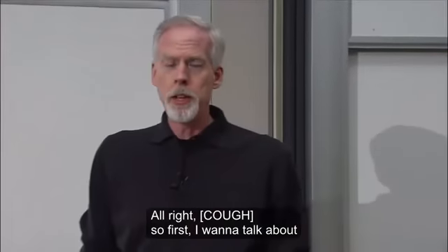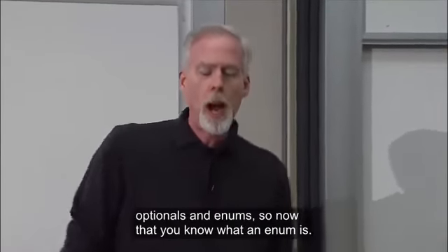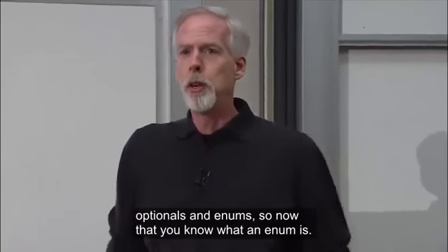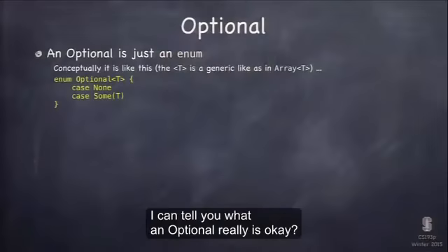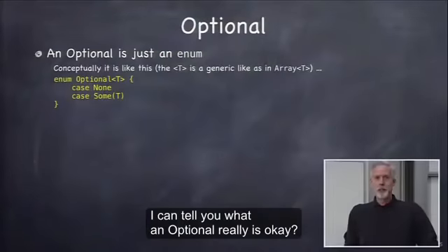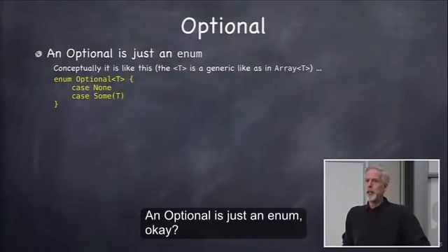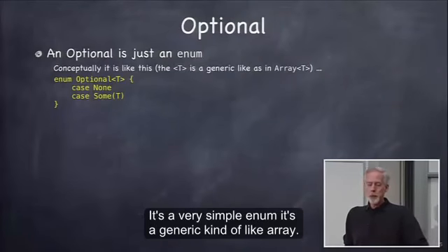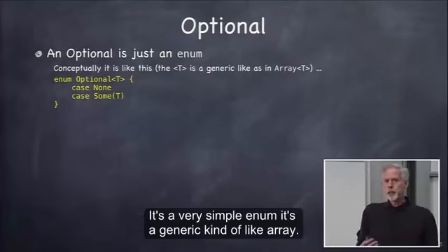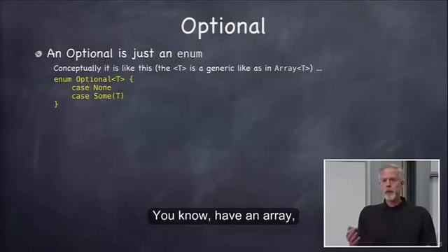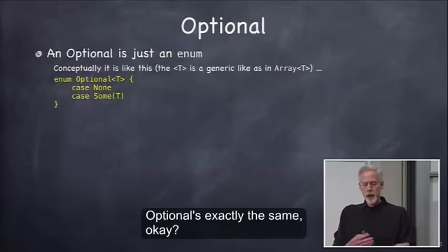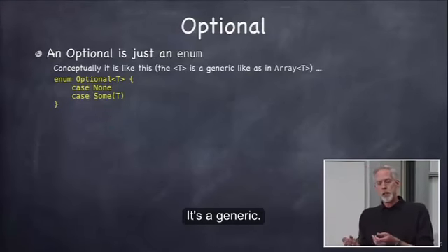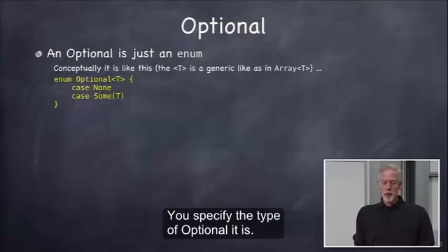All right, so first I want to talk about optionals and enums. So now that you know what an enum is, I can tell you what an optional really is, okay? An optional is just an enum. It's a very simple enum. It's a generic, kind of like array. You know how with an array, you specify the type of thing in it. Optional is exactly the same. It's a generic. You specify the type of optional it is.